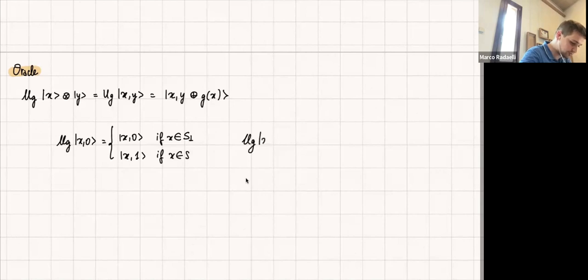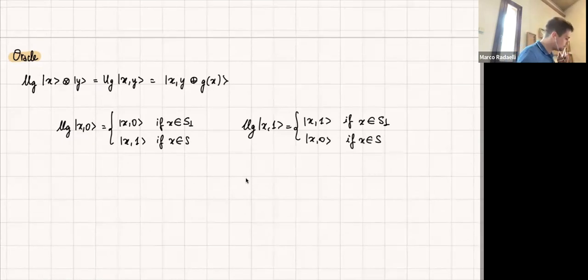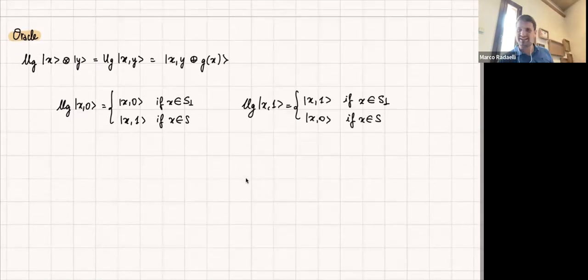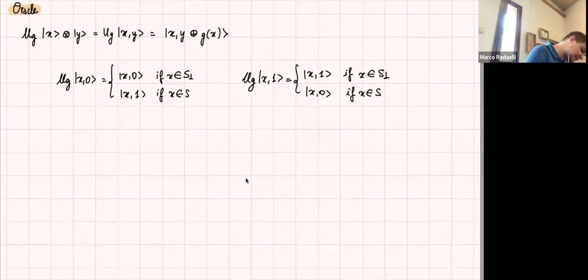Obviously, if I apply this to the set of ones, what I get is x1 if x is not a solution, x0 if x is a solution. Okay? Now, this is interesting, but that's not exactly what we want. This is the usual way of defining an oracle, but we want to use something a little bit nicer for us. So let's think of applying the oracle on the minus state.